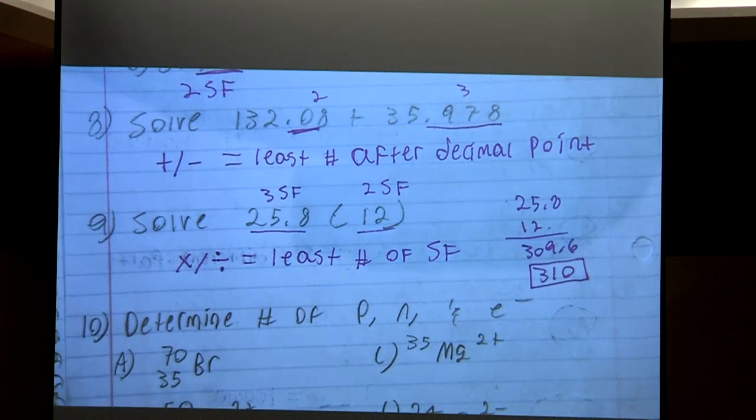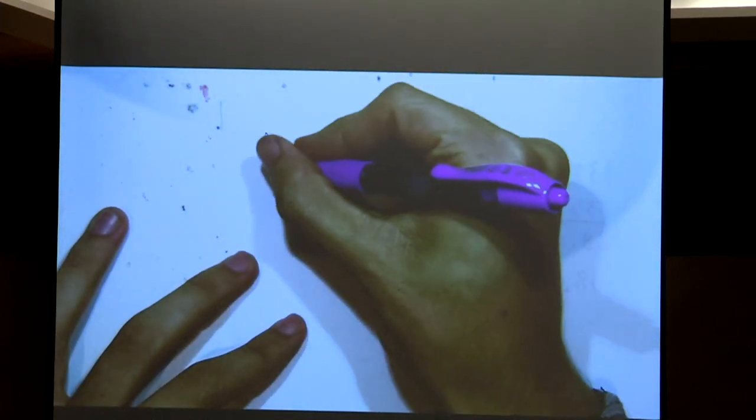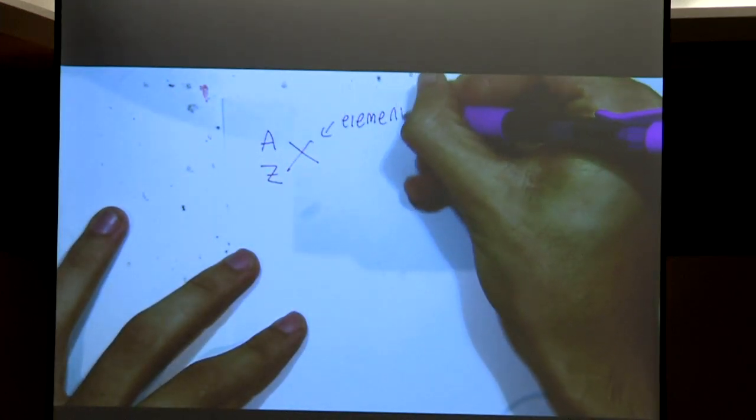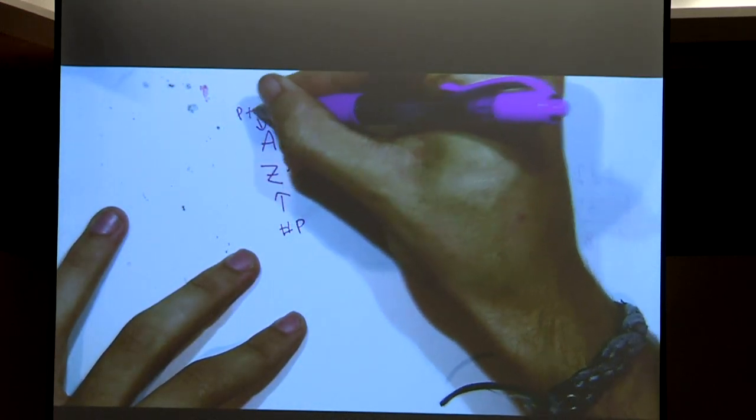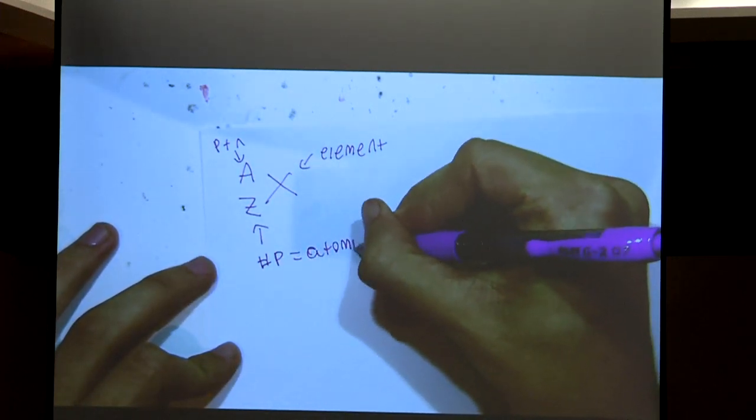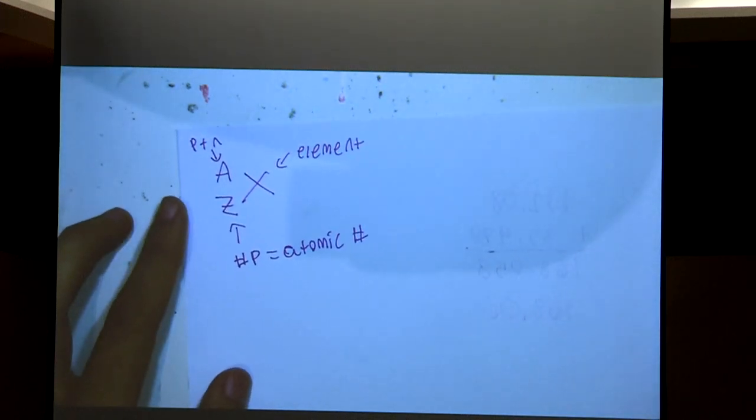All right. So for number 10, I'm going to go over really quick the form that all of the elements are in. So we have this A Z X, right? So X is the element, Z is your number of protons, and A is protons plus neutrons. So your bottom number is the number of protons, which is also the atomic number of your element. So your top left number is protons plus neutrons, and then you're going to have some element there.